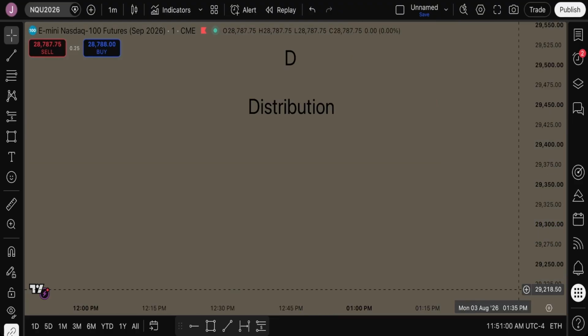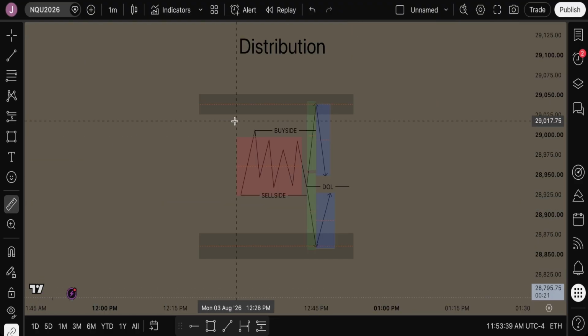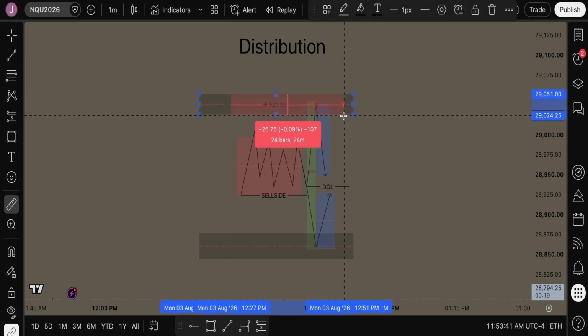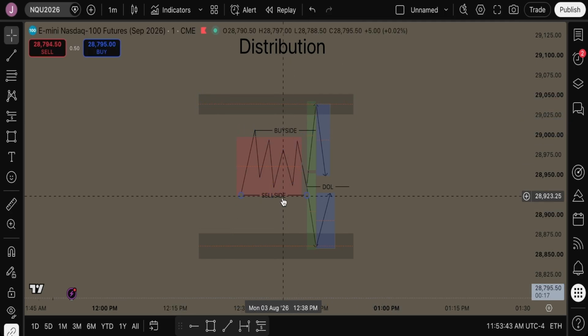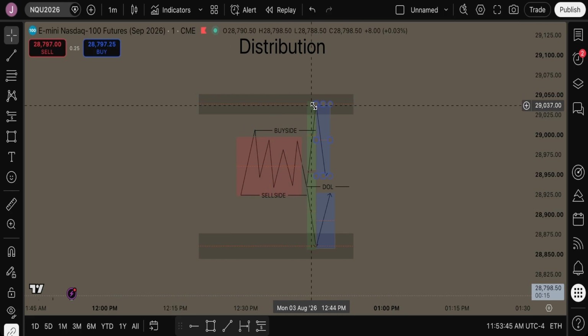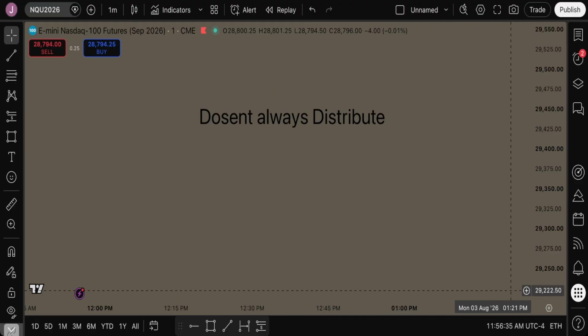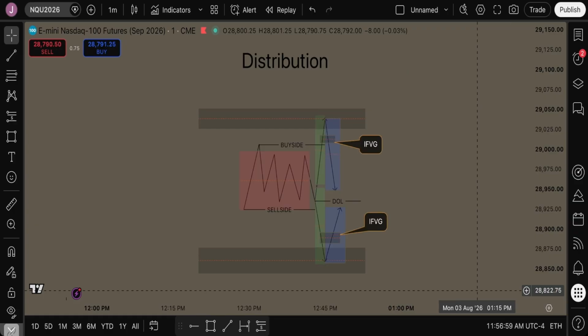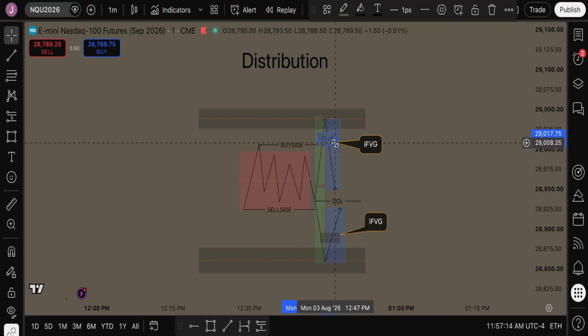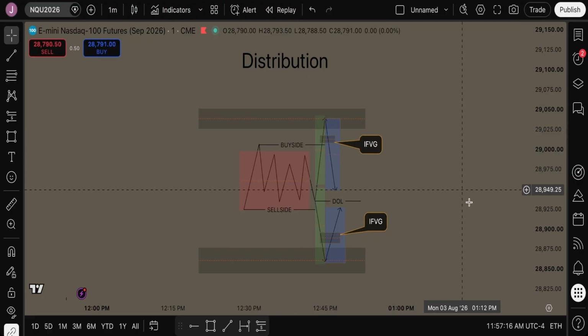Finally, D stands for distribution. Distribution is when price moves with volume towards your DOL after sweeping out the buy side or the sell side of the accumulating range and displacing into a high time frame key level. However, there's one small thing you must look for before expecting distribution in price. After manipulation, you must always see some sort of low time frame confirmation confirming that price is about to distribute. This confirmation could be through an IFEG on the lower time frame or a CISD on the lower time frame.